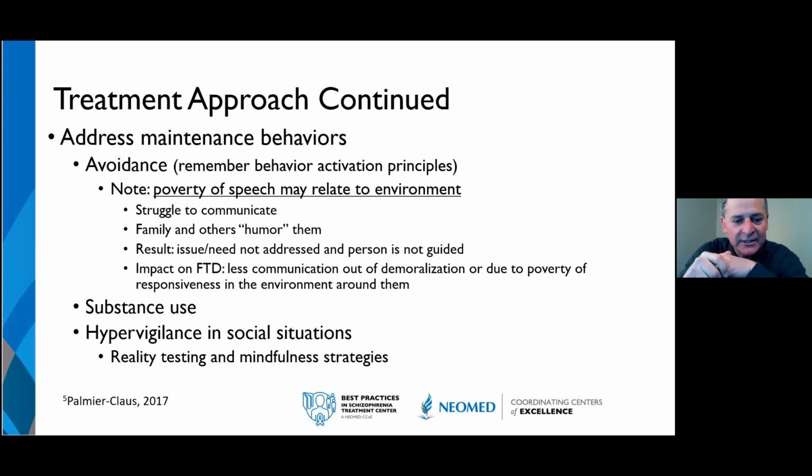And this is, again, where it's really helpful to bring in family, workers, other things to enrich environments. And of course, with this, we want to address substance use, hypervigilance, if that's a factor, like I'm really worried about what I'm saying and how I say it. You can do reality testing. This is also a place where detached mindfulness strategy could be quite helpful. Just notice what comes up, not react to it, and sort of let it pass, those kinds of strategies.